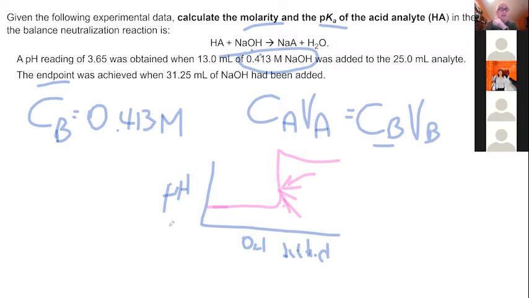Now that is a tricky question. Does that mean moles? Is it moles of acid? Is it moles of H plus? What is it exactly? Moles, you're right, but moles of what precisely?